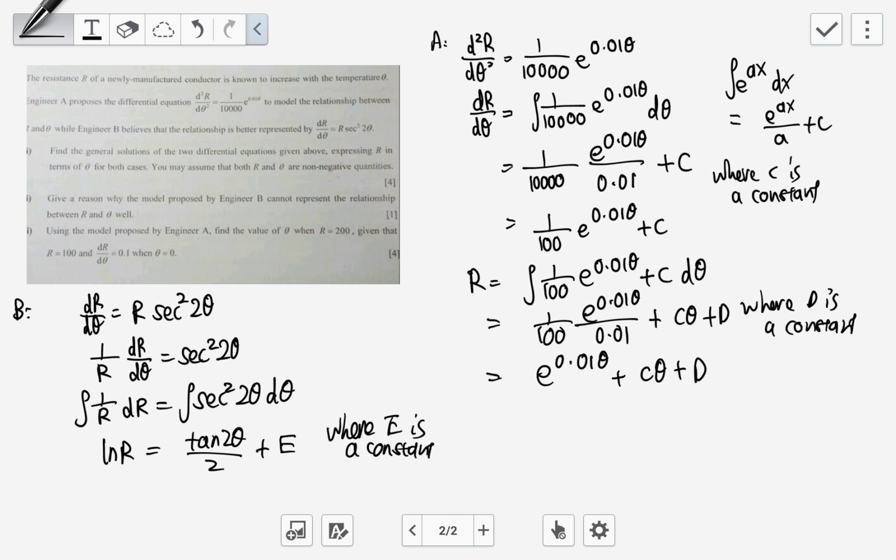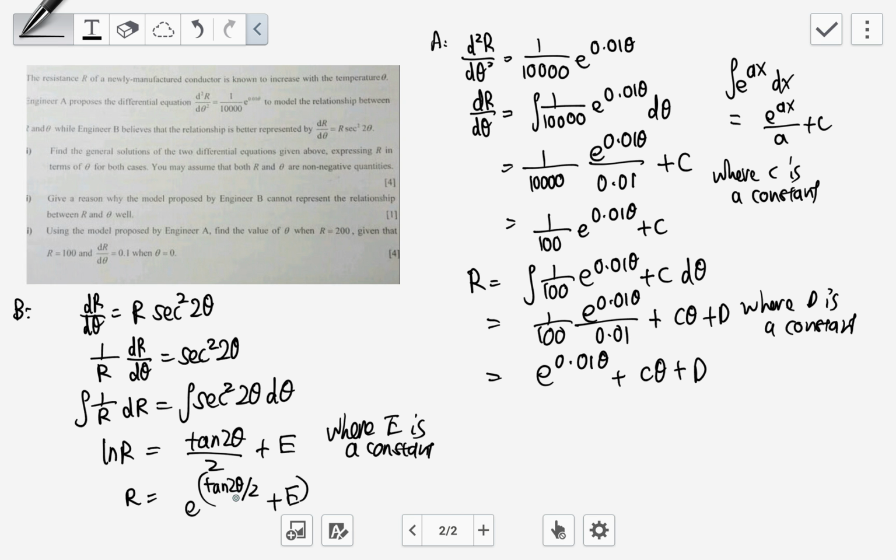We need to look at, maybe we could look at the graph of both, to see, because tan 2 theta is not always increasing. So let's say R equals e^(tan 2 theta over 2 plus e). What would happen?